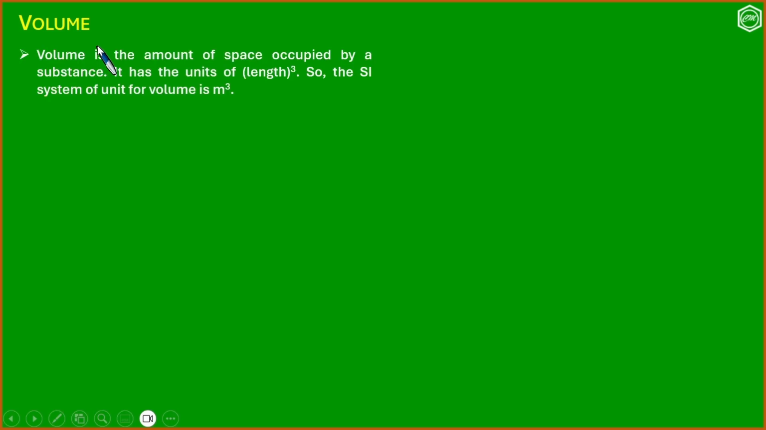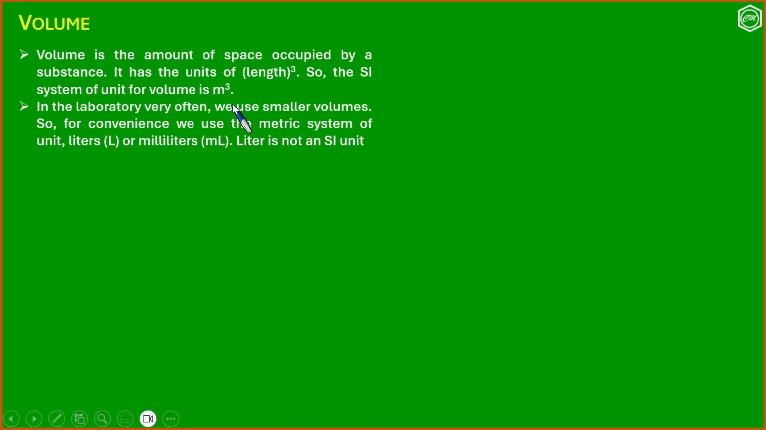Volume is the amount of space occupied by a substance. It has the unit of length to the power 3. So the SI unit for volume is the cubic meter. In the laboratory, very often we use smaller volumes. So for convenience, we use the metric units, that is the liter and the milliliter. But the liter is not an SI unit.